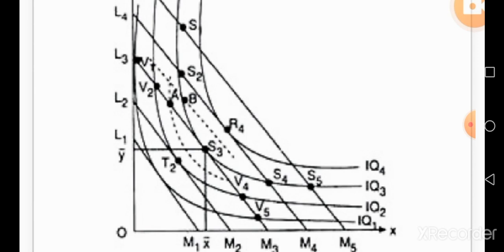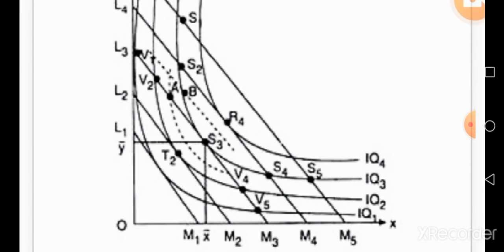In this combination, where the isocost line and the isoquant curve touch, for example at a particular point S3, whatever combination occurs at S3 is called the least cost combination. If you want to produce a different output quantity, that means if you want to increase or decrease the quantity of production, you draw another isocost line and another isoquant curve.